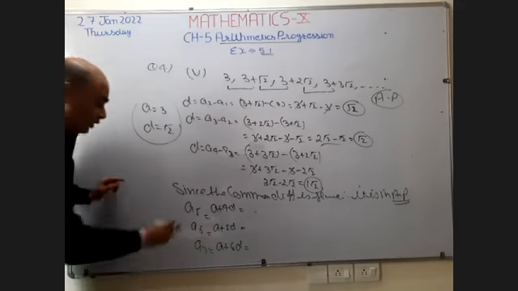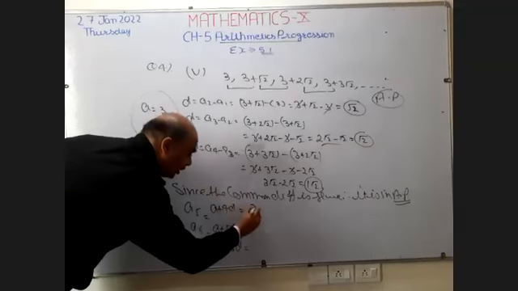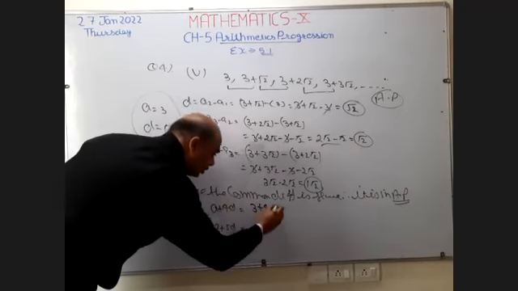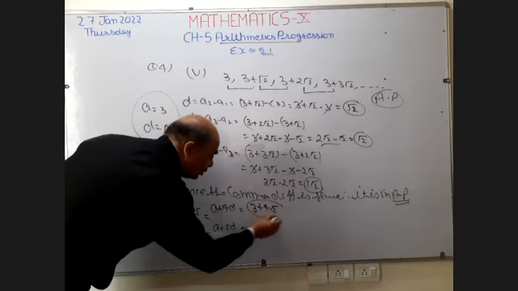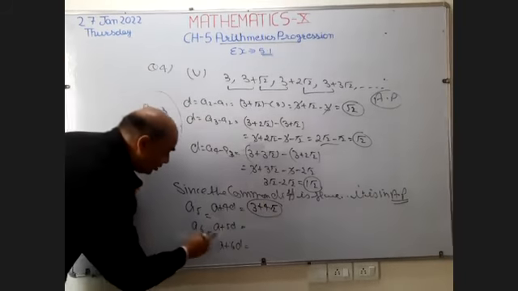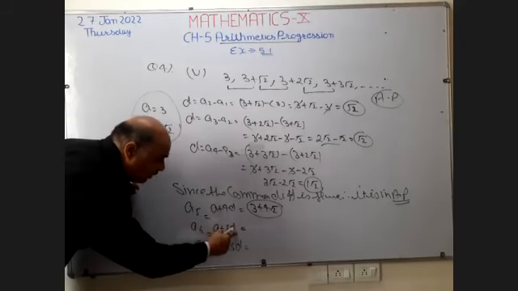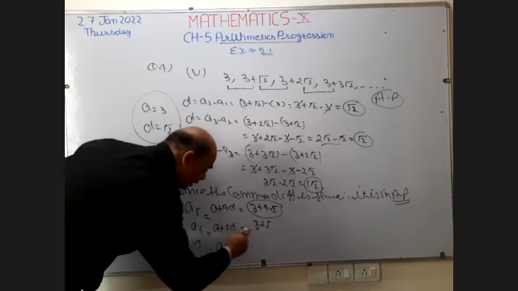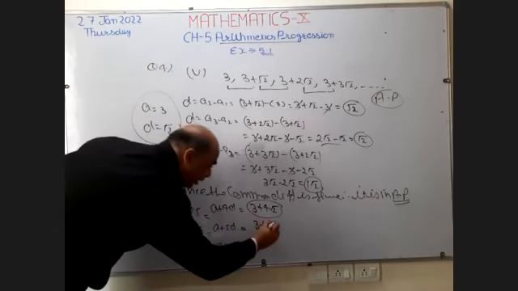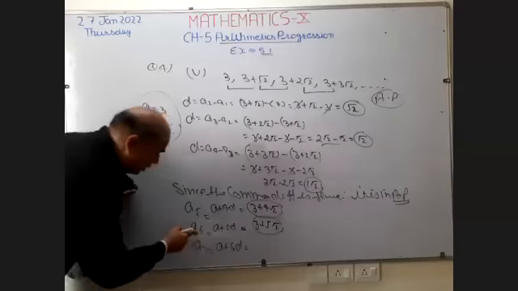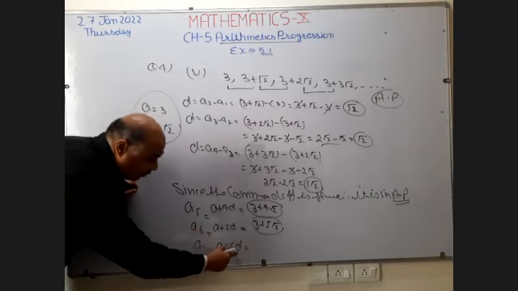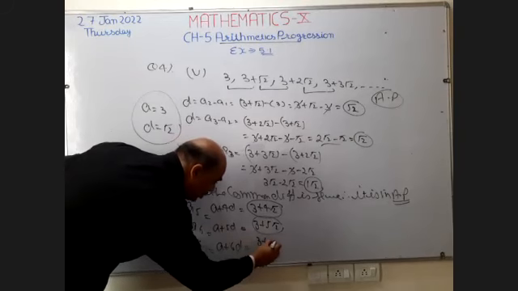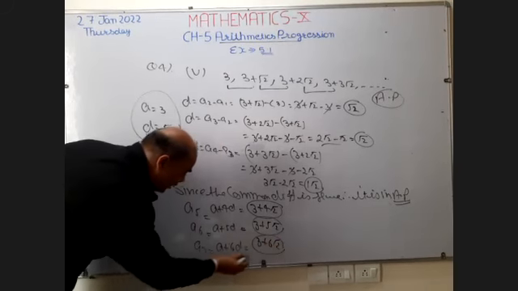Okay, so now the 5th term becomes a, which means 3, plus 4d. d means root 2. So your 5th term becomes 3 plus 4 root 2. Now the 6th term, a plus 5d. What is the value of a? 3. After that, 5, now d. d means root 2, right here. So this is your 6th term, 3 plus 5 root 2. Now the 7th term, use the formula a plus 6d. What is a? 3, plus 6 root 2. So this is your 7th term.